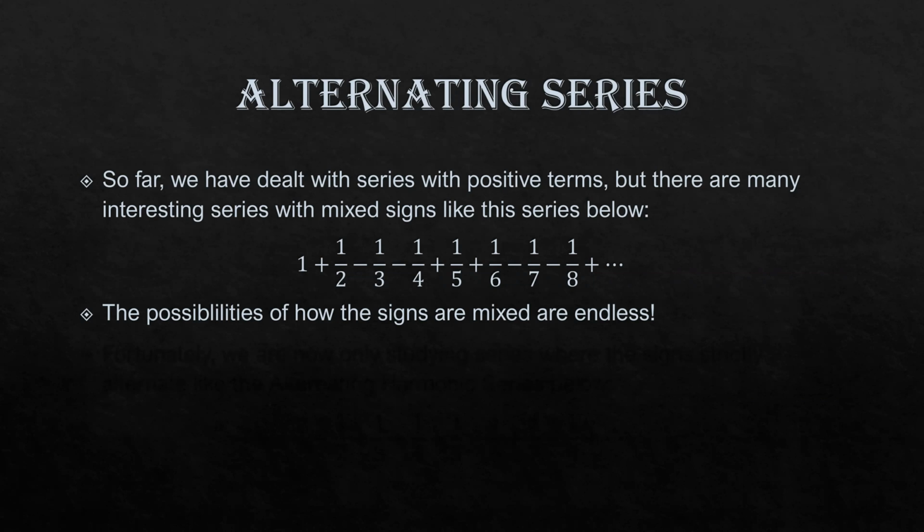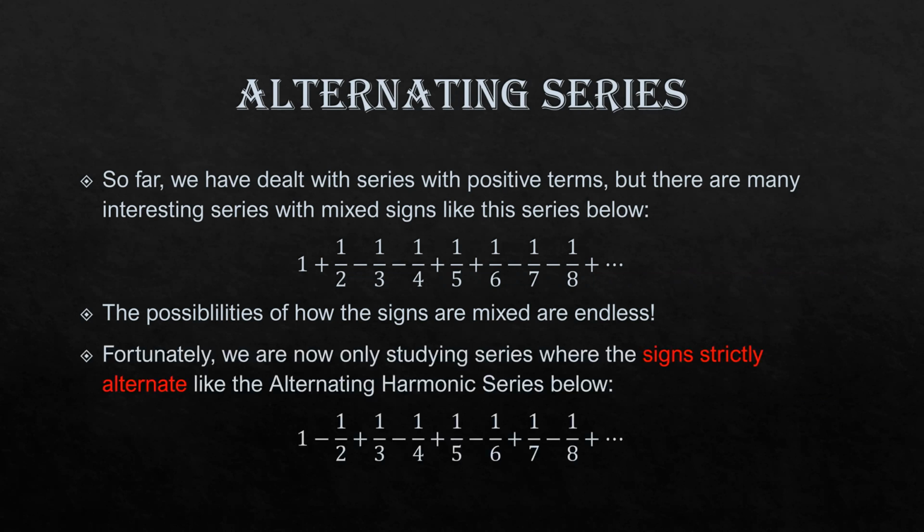Our focus is going to be on alternating series, in which the signs strictly alternate. Okay. For example, you would have 1 plus 1/2, minus 1/2, plus 1/3, minus 1/4, plus 1/5, minus 1/6. And this is what we call the alternating harmonic series.